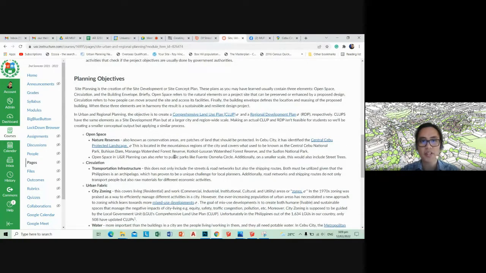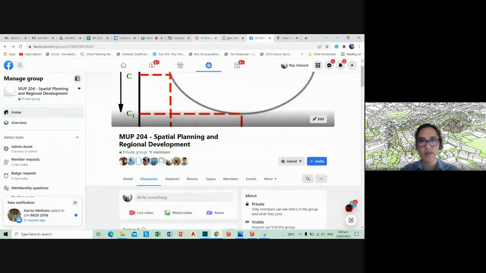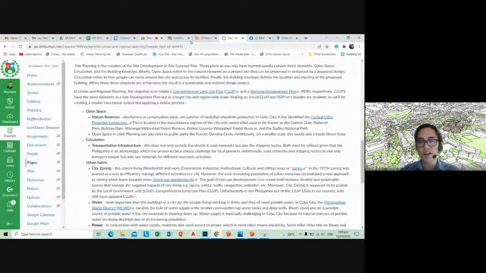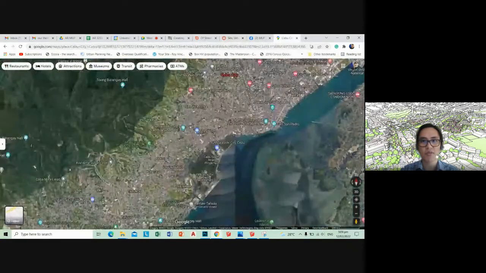So what do you want to do with open space? Open space, of course, if it's nature reserves, you want to preserve it. Or if you want to create new public space, like new public parks, it needs to be located in an area with the right number of people, a large enough population so they can use it. For example, we're going to look through Cebu City again.